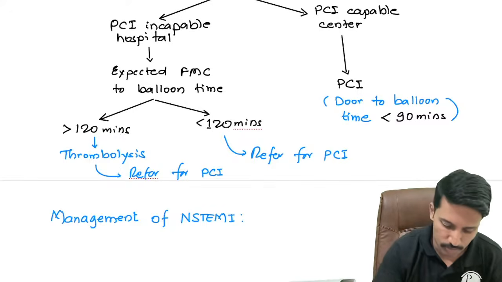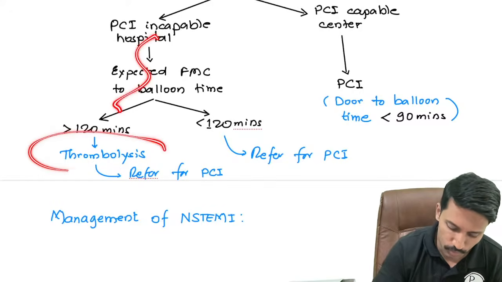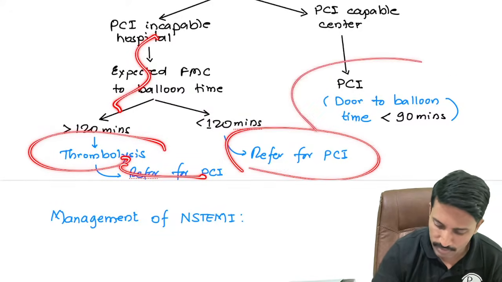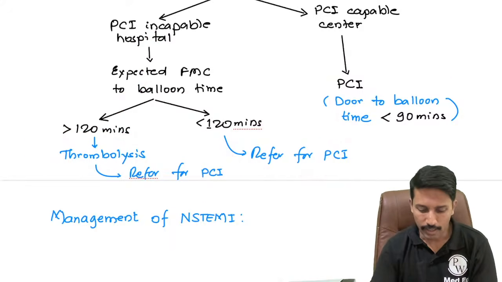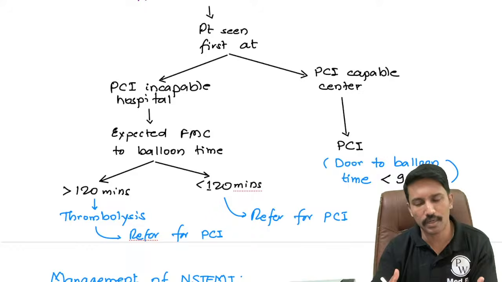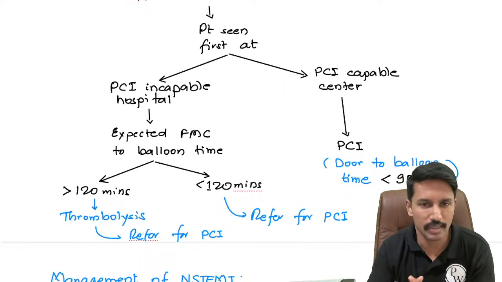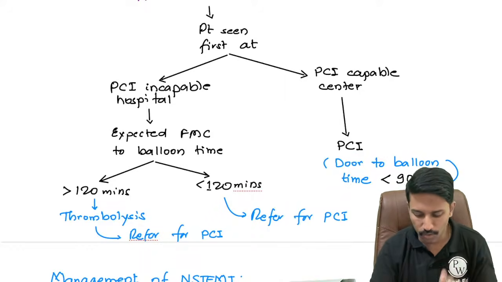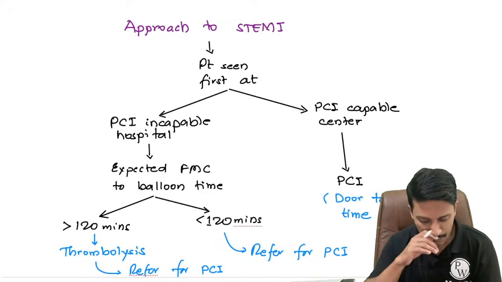Only thing is that if it is going to take too much time to get the PCI done, we do thrombolysis and refer. Otherwise, it's always about PCI, right? I want you to memorize this algorithm exactly how I have written it here, and write it out on the examination paper. Okay, so that's about your STEMI management.